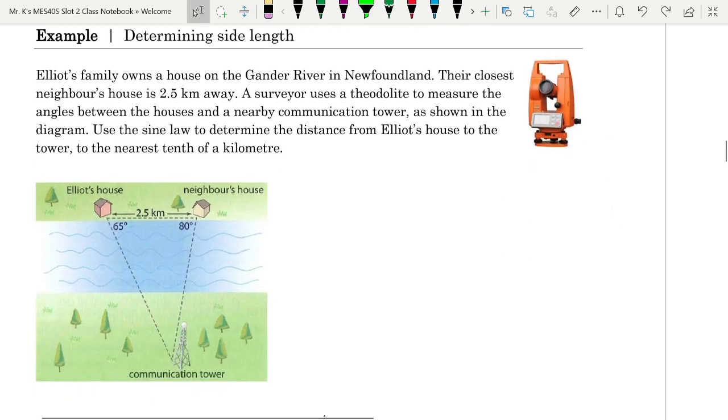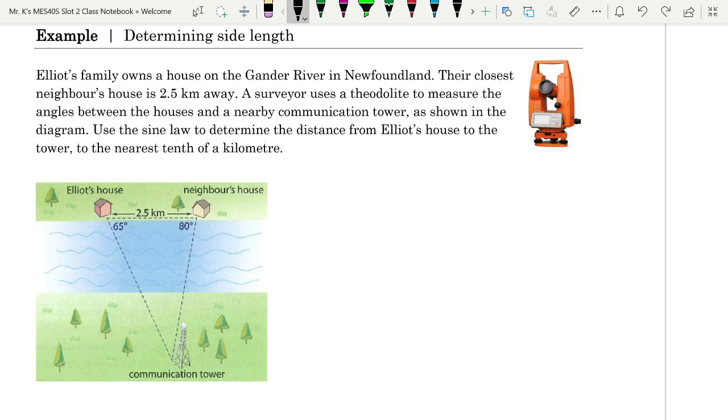Elliot's family owns a house on the Gander River in Newfoundland. Their closest neighbor's house is 2.5 kilometers away. A surveyor uses a theodolite to measure the angles between the houses and a nearby communication tower, as shown in the diagram. Use the sine law to determine the distance from Elliot's house to the tower to the nearest tenth of a kilometer. Oh boy, that's a lot of words.